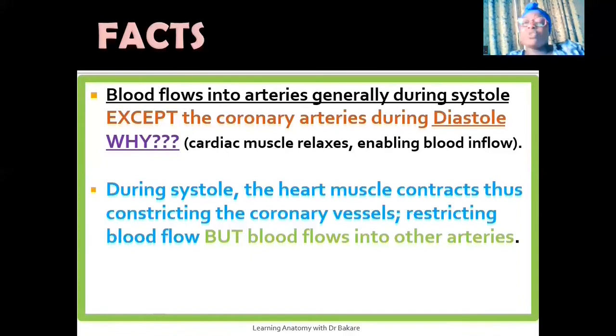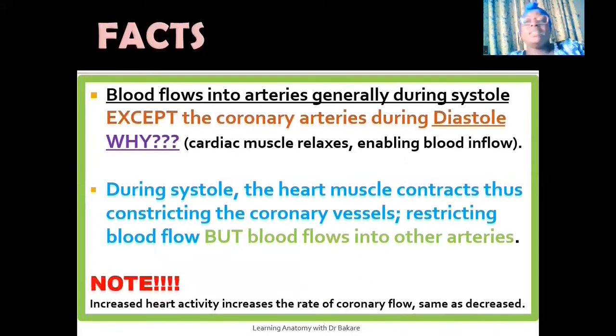So during systole, that is the contraction of the heart muscle, the coronary vessel will contract, and this will constrict the wall of the coronary vessel, thereby restricting the flow of blood through it. This is not a general scenario with other arteries, because when there is systole, the contraction of the wall of the heart pushes blood out to feed the different arteries in the body. So this is a fact that we should know.